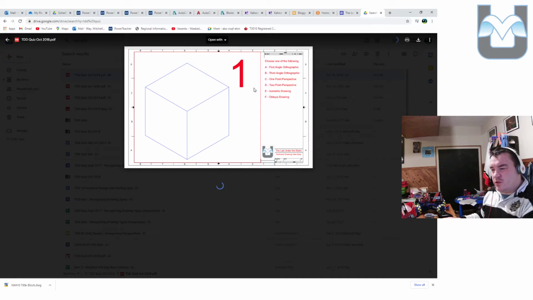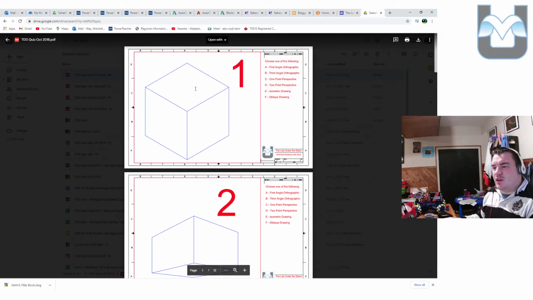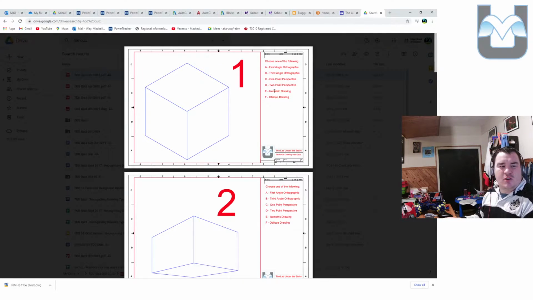So here's an older version of the quiz. What you're going to get is something like this in a quiz function on D2L, and it's simply going to ask you, is it A, B, C, D, E, or F? Those are the options: first angle orthographic, third angle orthographic, 1-point and 2-point perspective, as well as isometric and oblique drawing. Those are the 6 options for all of the questions. There will be 12 questions on the test. It will be super easy.